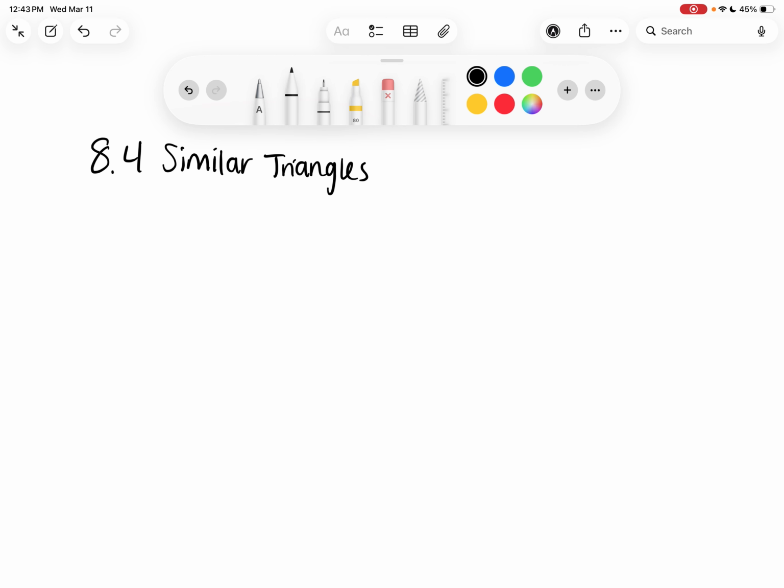Go quick. These aren't that different than what we've been doing. These are just now triangles instead of just quadrilaterals, or just polygons. And so, number 10, they give us a picture, and everything is marked for us.